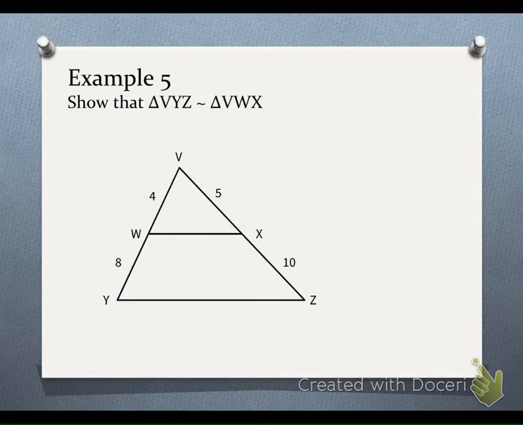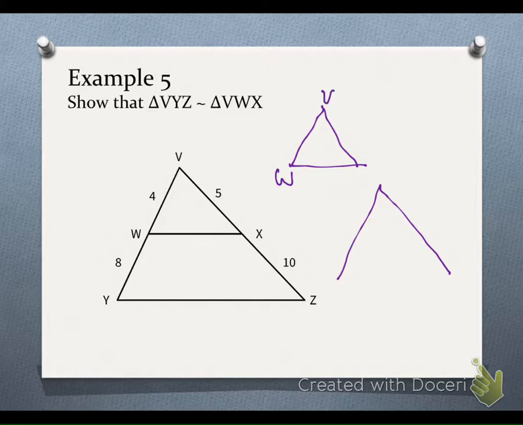So our first one here, we see we have two triangles inside one triangle. You see here you have triangle VWX and triangle VYZ. If this is hard for you to visualize, there's nothing wrong with drawing these triangles out to the side. So I'm going to draw them over here. So we see we have WVX and we have Y.